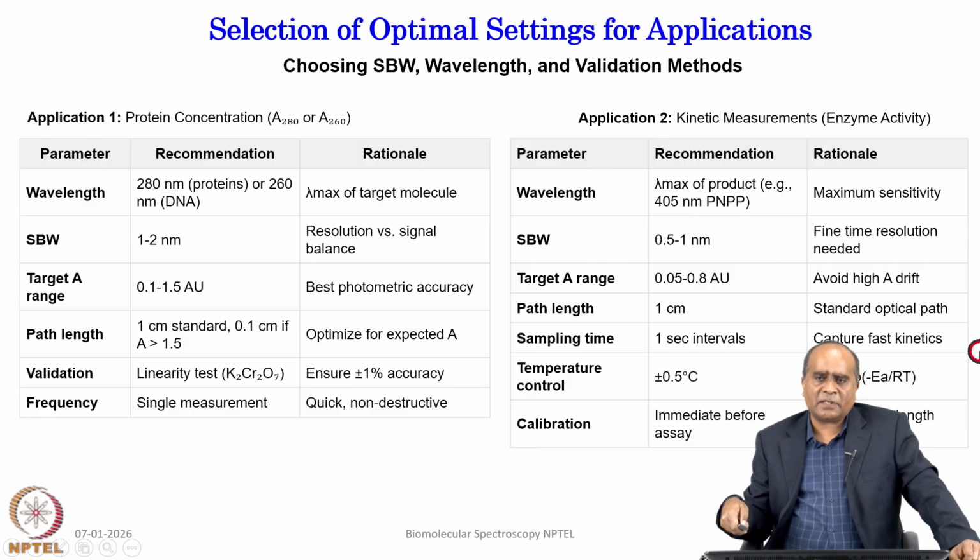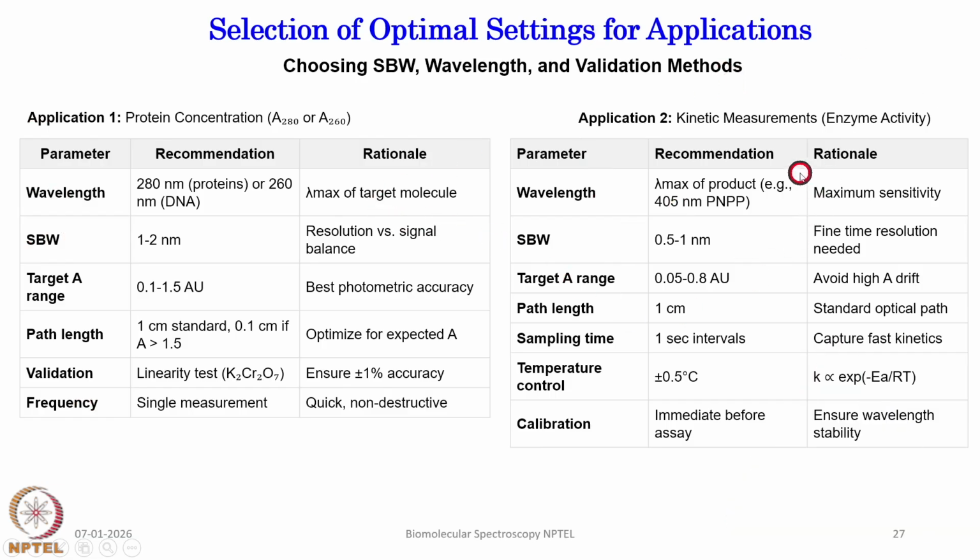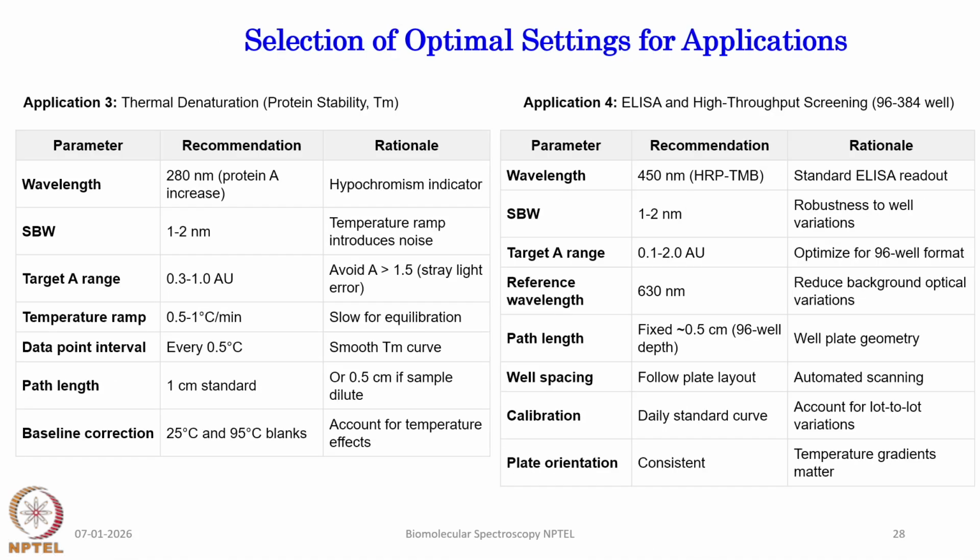If we are doing kinetic measurements like enzyme kinetics, your wavelength has to be chosen carefully, because with the PNPP dye we use, that is the maximum sensitivity. Spectral bandwidth has to be chosen correctly so that we get fine time resolution. The absorption range and path length have to be set correctly, along with sampling time, how frequently we sample. Temperature control is needed because we are looking at kinetics, and the rate can depend upon temperature. So one has to have precise temperature control, calibration immediately before the assay, and a stable wavelength. These are some of the tips while doing the experiment.